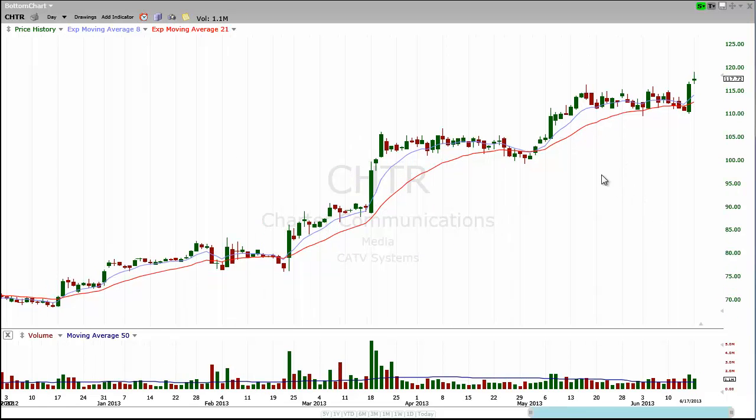CHTR was another thing I was kind of looking at. You see here, it kind of based along here and then broke out, and then now it kind of based along there. It broke out a little, so that's another potential trade.